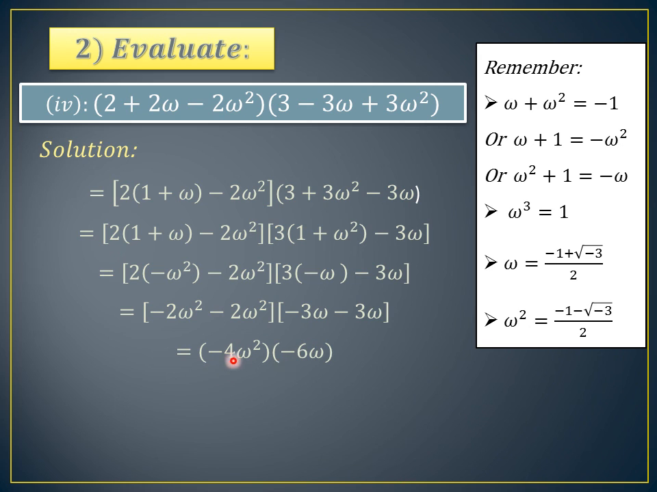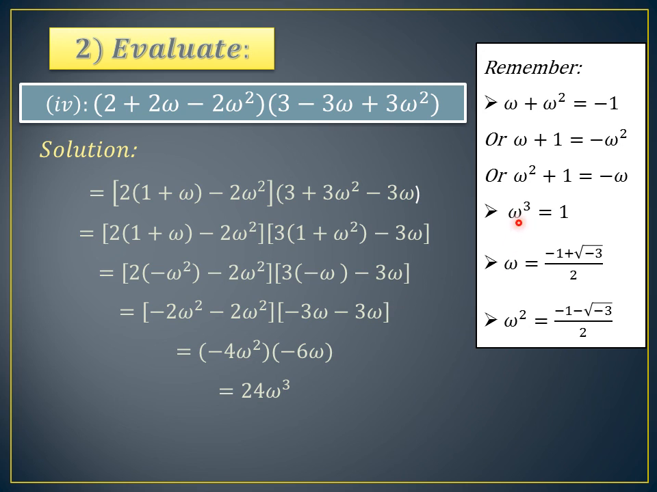We are having two brackets here, so we will multiply those brackets. Minus minus will be changed to plus. 4 into 6 is 24, and omega square and omega will become omega cube because the bases are multiplying with each other, so the powers will get added. So 2 plus 1 will become 3. We have the value of omega cube as well, which is 1.